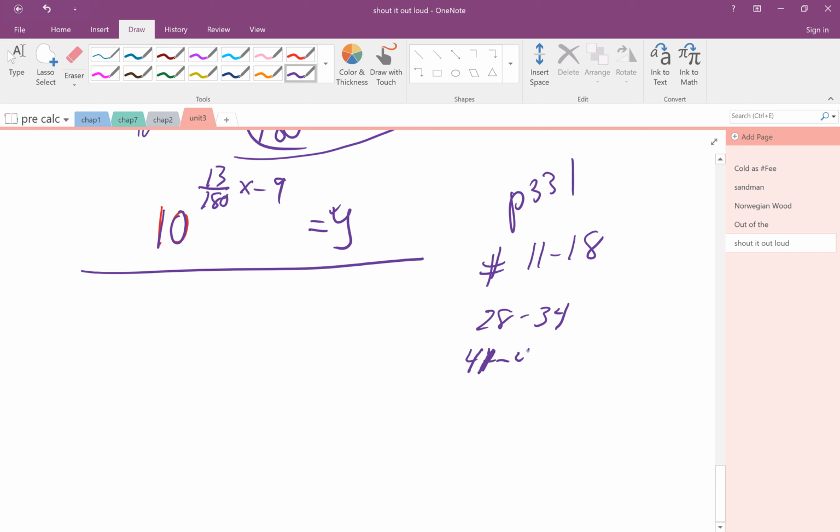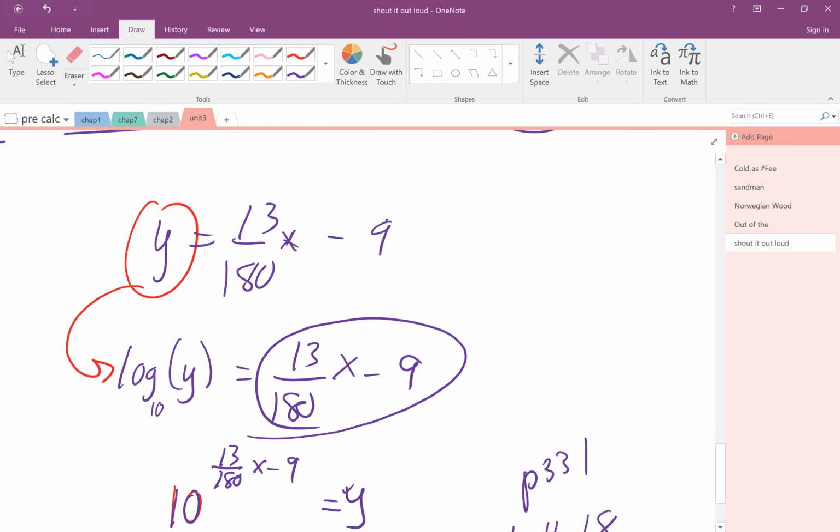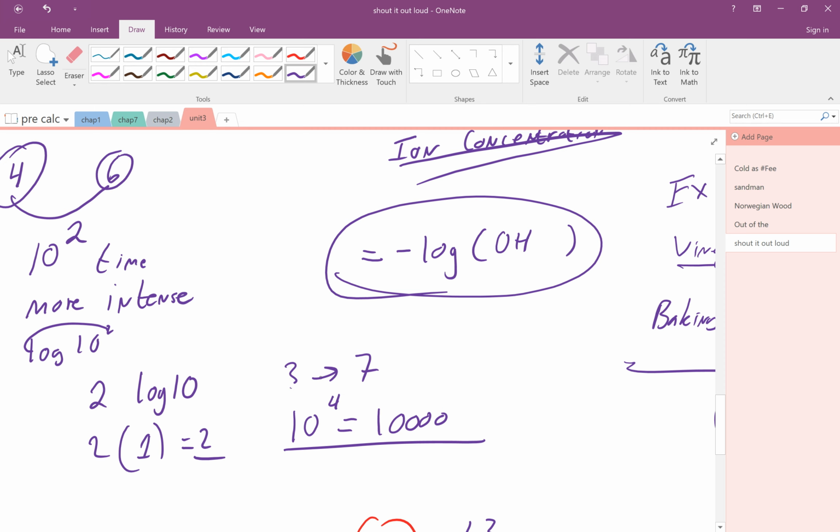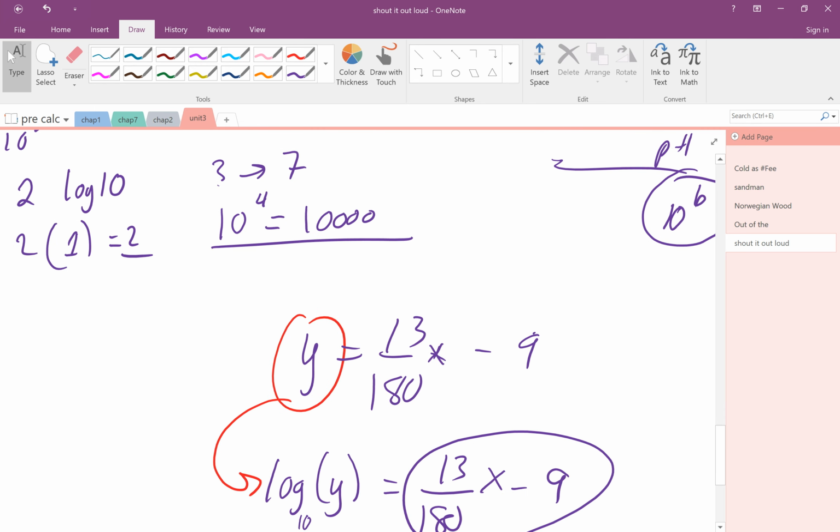41 through 43 talks about how many orders of magnitude. So that would be how many powers of 10 you would have. So it's that fold. So like here where we had the earthquake that went from 3 to 7, the orders of magnitude would be 4 because that's the difference there, or 10 to the 4th.